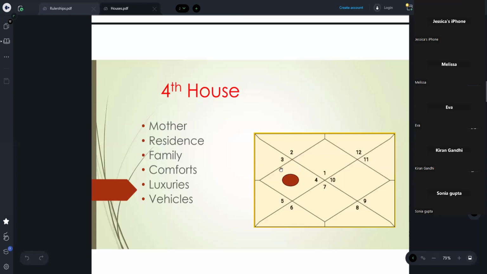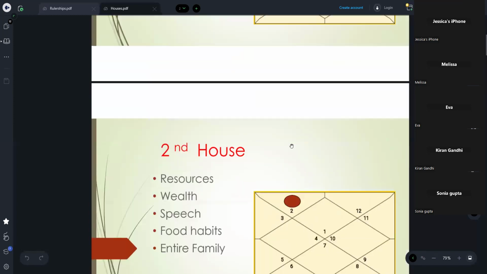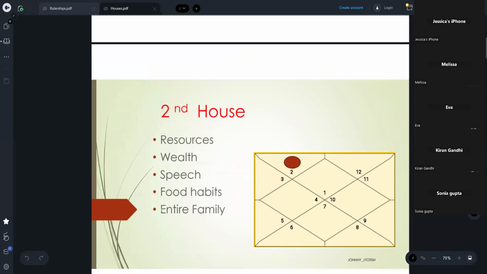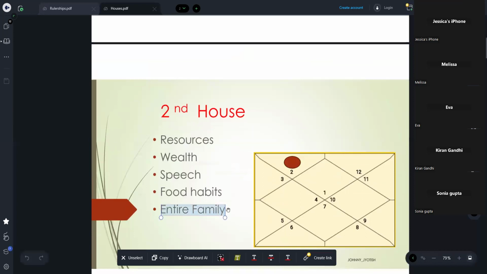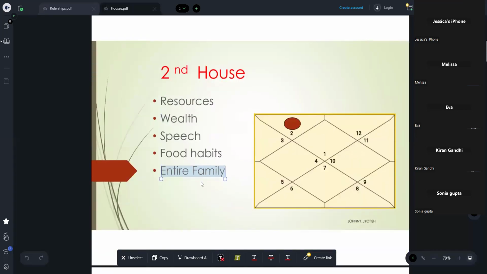Now, it's your immediate family, right? I wrote family, but it's your immediate family. There's a difference between this and the second house, because if you go back to the second house, I wrote entire family, and I'll tell you what the difference is between family and the entire family. Second house will represent your entire family. When I say entire family, I mean yes, it does include the people that you live with, but it also includes your grandfather. It includes your uncles, your aunts, your cousins, because your blood family, your bloodline, your entire family is seen from the second house.